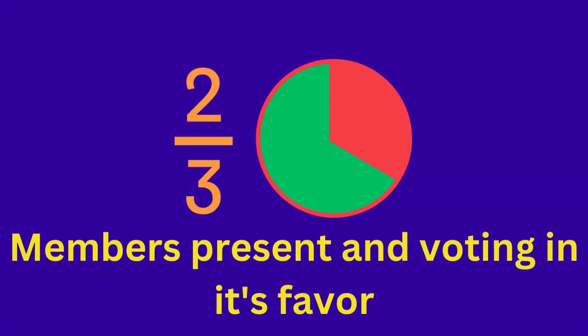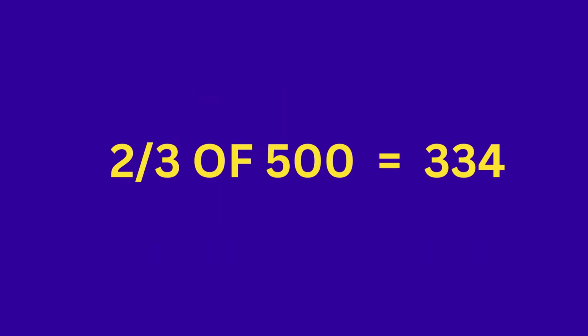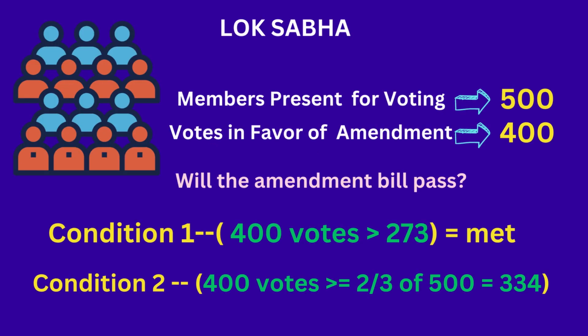Two-thirds of the members who are voting should vote in its favor. The total number of votes that were cast was 500. Two-thirds of 500 is 334. So at least a minimum of 334 votes were needed for the bill to be passed after meeting the second criteria.